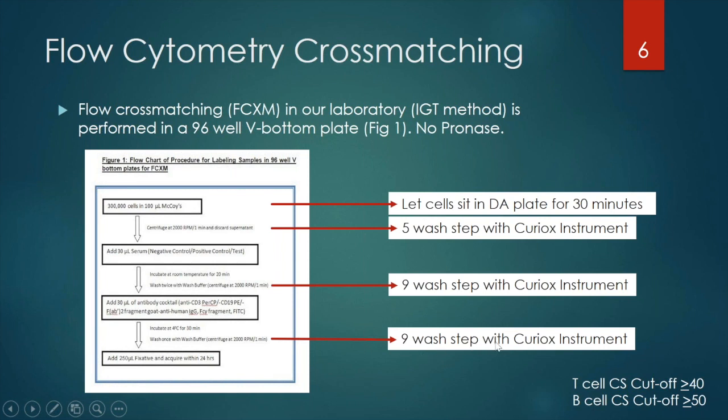And I add fixative and I run on my flow cytometry instrument, which is a PAC-Scan 2 instrument that I'm using. My T cell channel shift cutoff is more than or equal to 40 channels, and for B cell it is more than or equal to 50 channels.